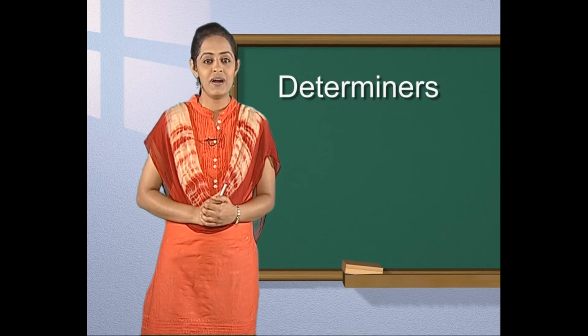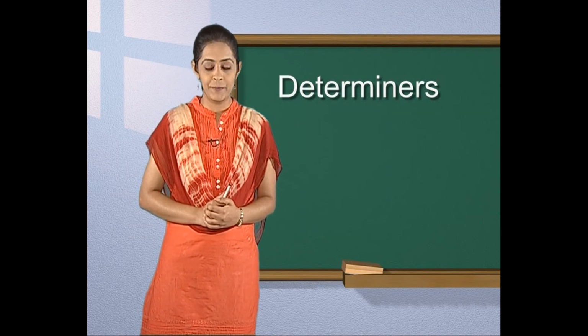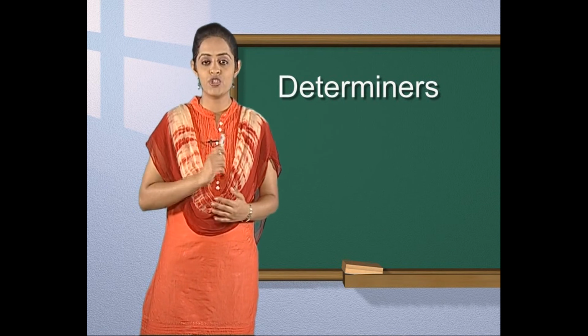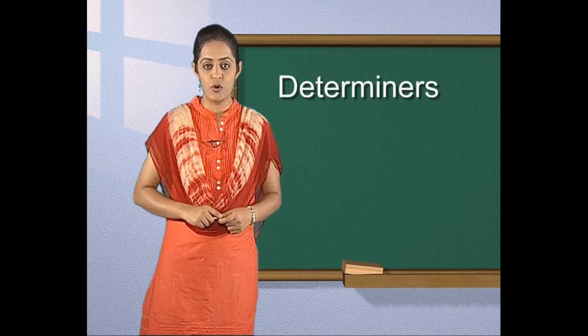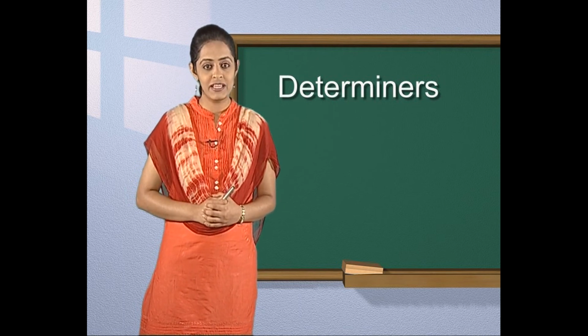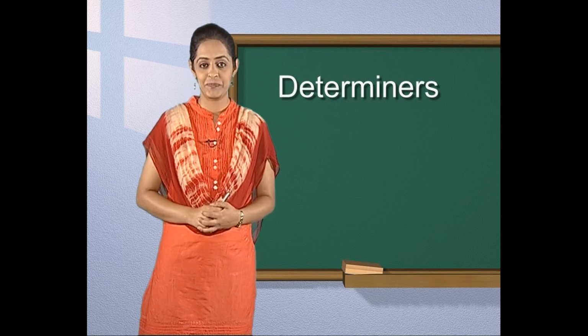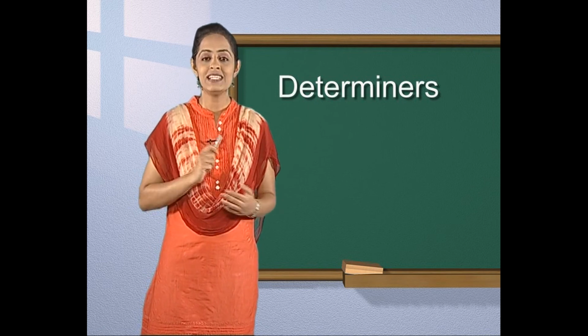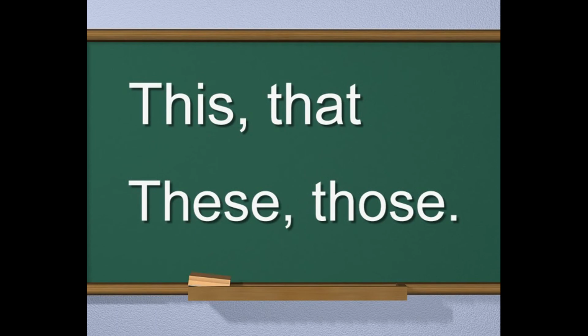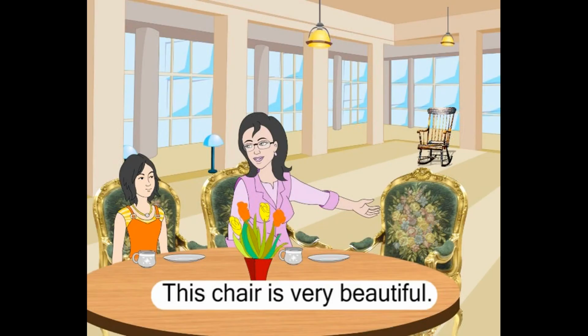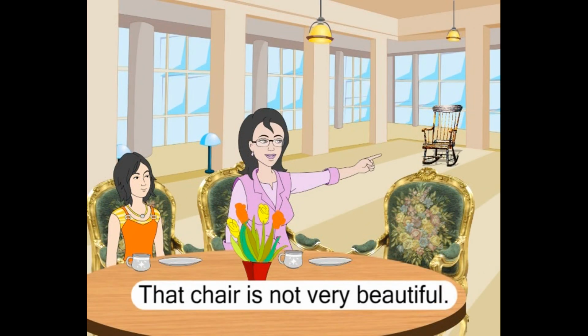Now, let's take up another type of determiner, that is the demonstrative. The very name suggests that they demonstrate something, show something, and indicate something. Let's have a look at the demonstrative. This, that, these, those. This chair is very beautiful.